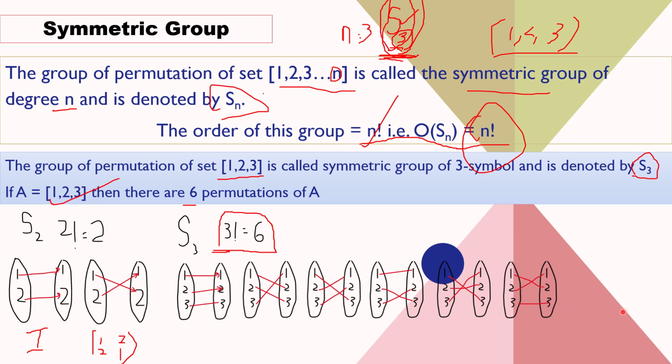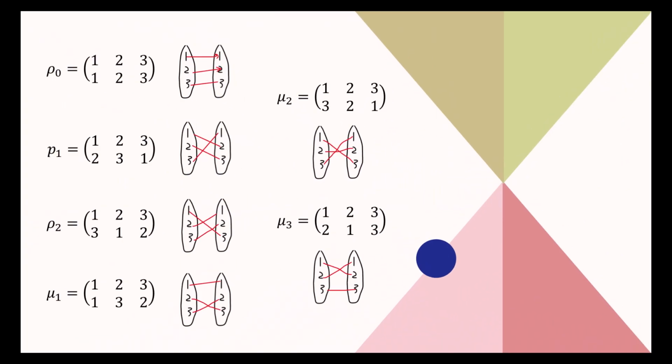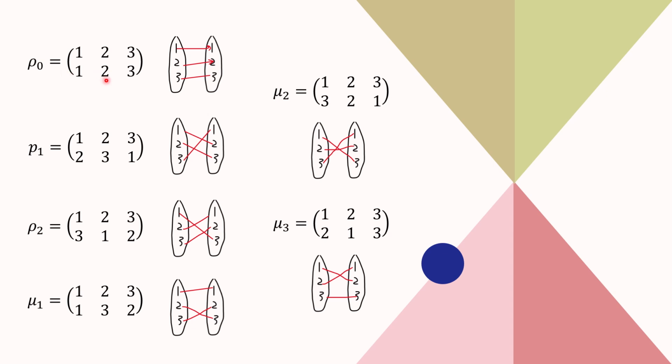So that's how you stop. So now how many permutations did we get? You got 6 permutations. Alright? So now we just gave names to them.